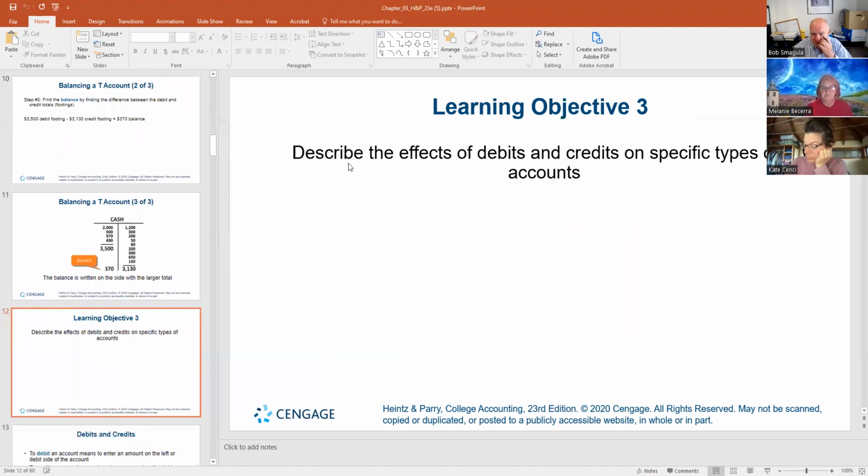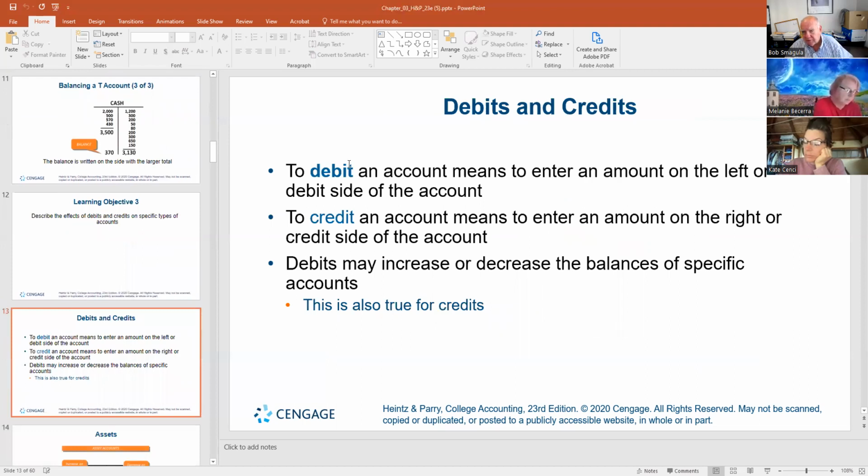Describe the effects of the debits and credits on the specific types of accounts. Now, here's where it's getting a little difficult for you until you do enough homework, enough review to be comfortable with the rules of the debits and credits, okay? When we say debit an account, we mean it's going to go on the left side. When we say credit an account, it goes on the right side. And keep in mind that debits may increase or decrease an account, and the same is true for credits. Debits may increase depending on what the account is, and credits may do the same thing.